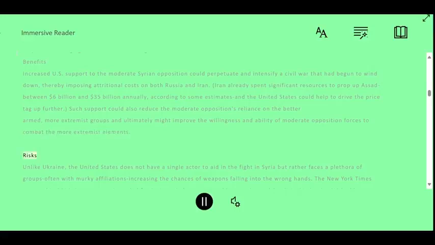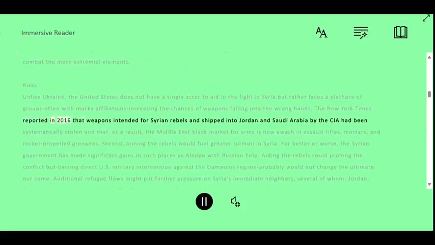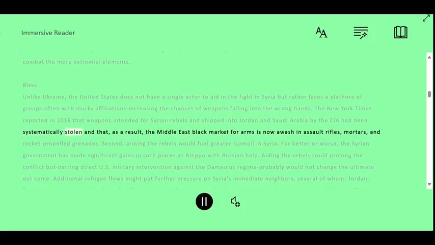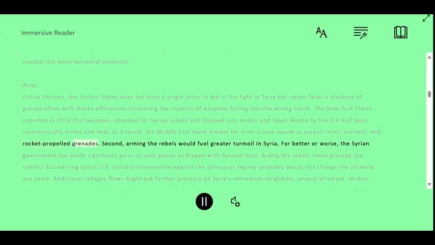Risks: unlike Ukraine, the United States does not have a single actor to aid in the fight in Syria, but rather faces a plethora of groups, often with murky affiliations, increasing the chances of weapons falling into the wrong hands. The New York Times reported in 2016 that weapons intended for Syrian rebels and shipped into Jordan and Saudi Arabia by the CIA had been systematically stolen, and that, as a result, the Middle East black market for arms is now awash in assault rifles, mortars, and rocket-propelled grenades.